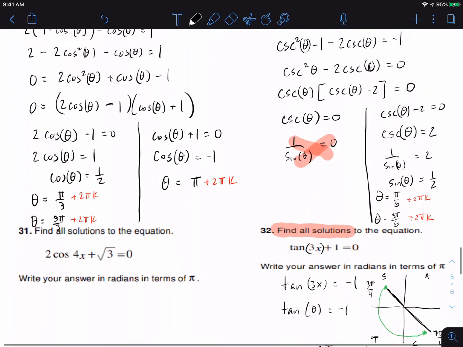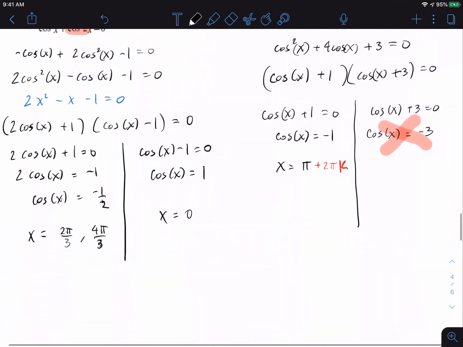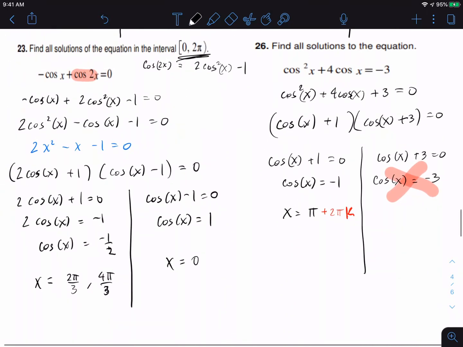So let me show you one that only had 2 answers. Let me go back up. If you see number 23, see how I underlined from 0 to 2 pi? That restricts it. If we don't have a restriction, it's always going to repeat. Does that make sense, Karen?